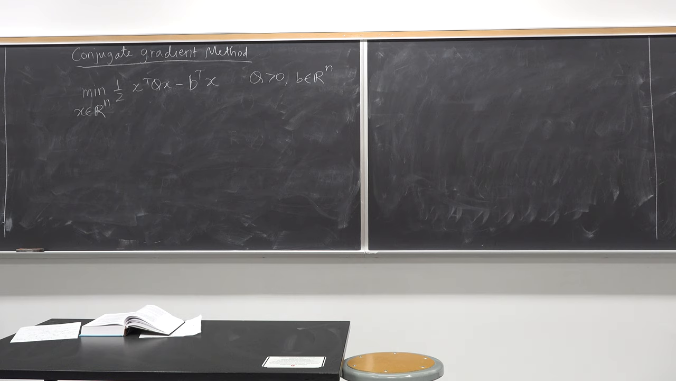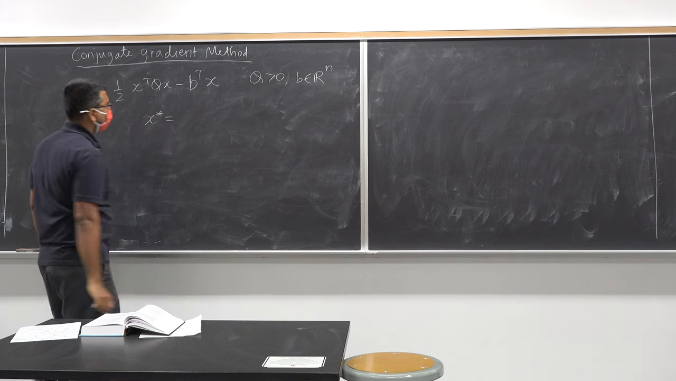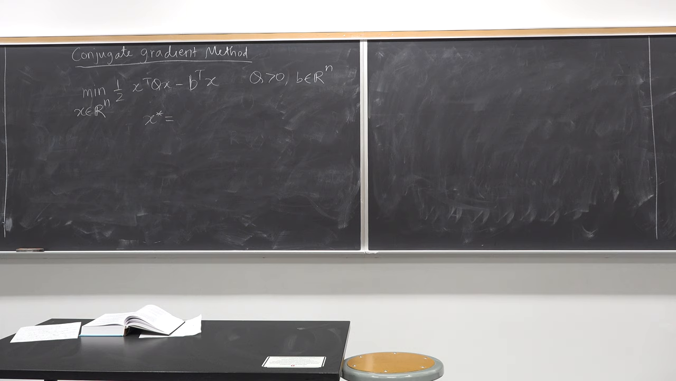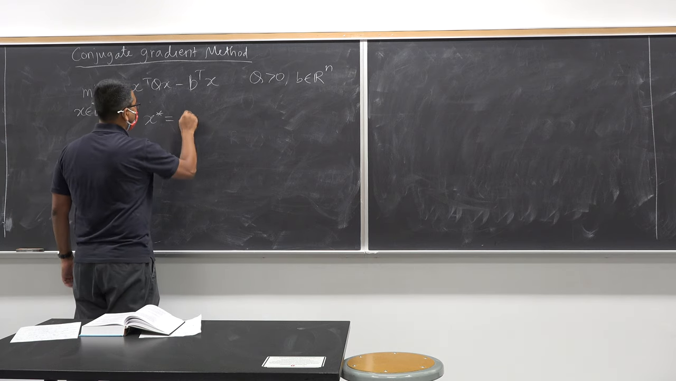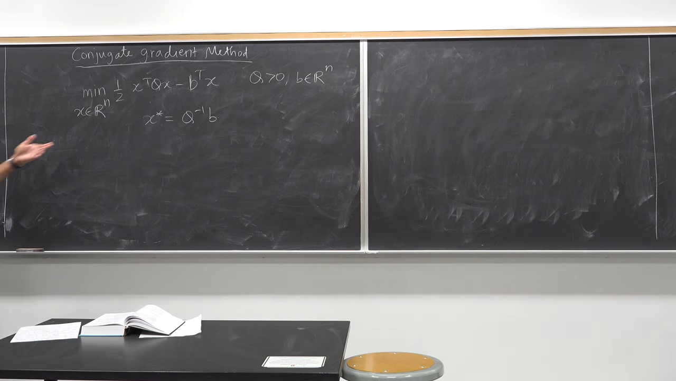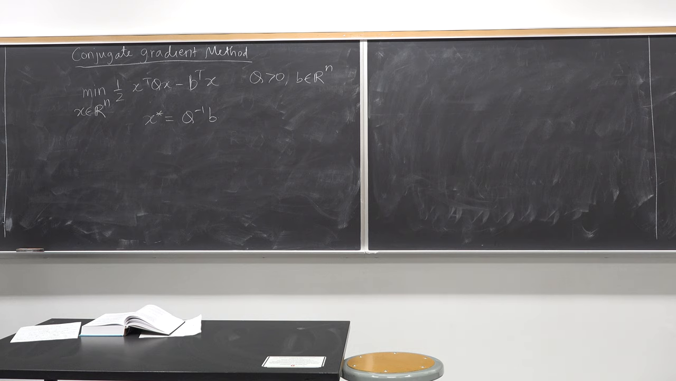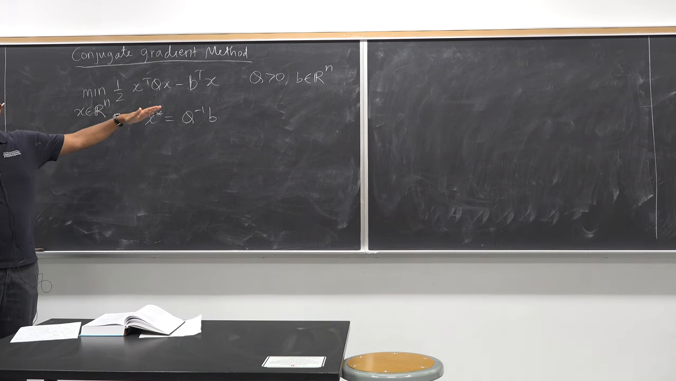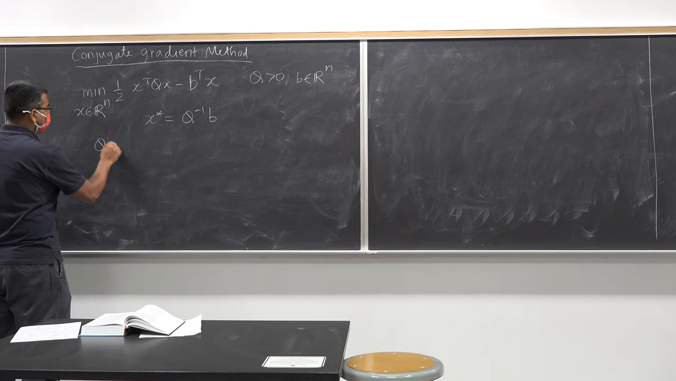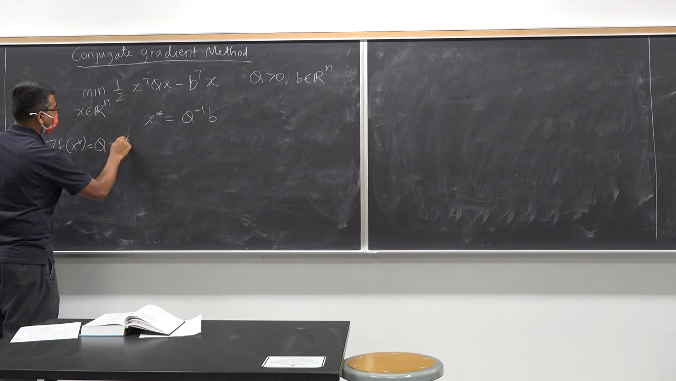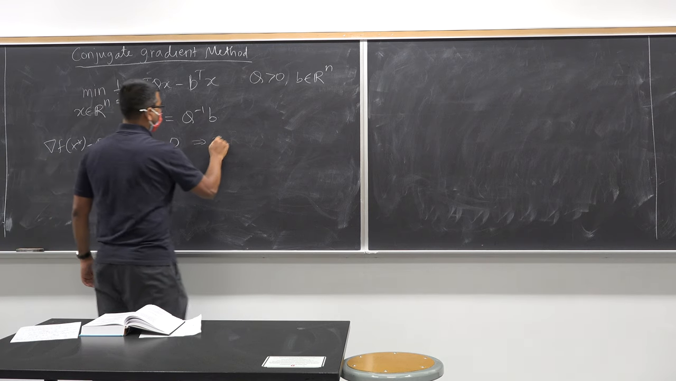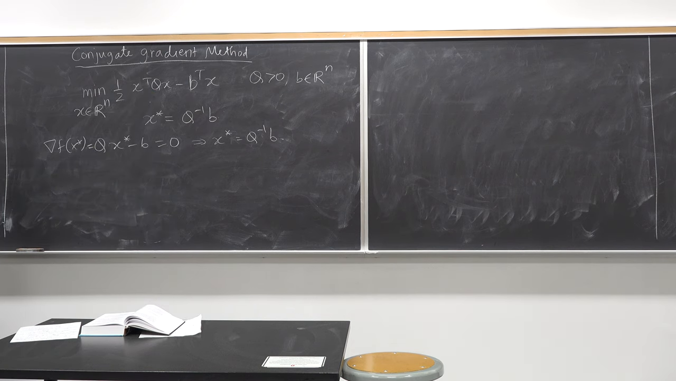Can someone tell me what the solution to this problem is? What x star is? Q inverse times B. Let's see why this is the case. So this is a convex problem, right? Because the second derivative of this objective function is a positive definite matrix. So the way to compute x star is to set the first derivative equal to 0. For convex function, that's what we need to do. So the gradient of f at x star is Q x star minus b. That's equal to 0. This, of course, implies that x star is Q inverse B.